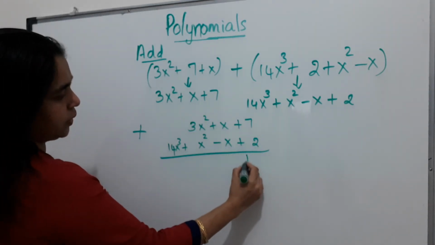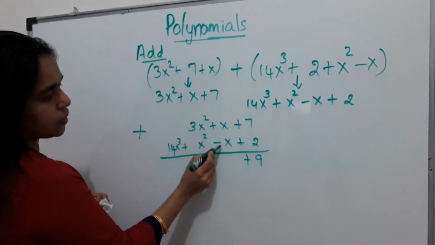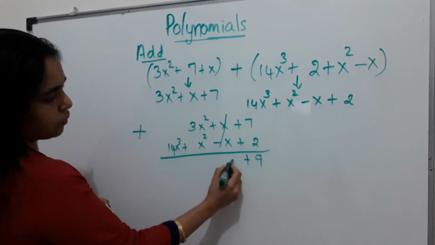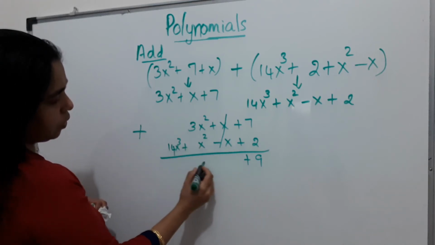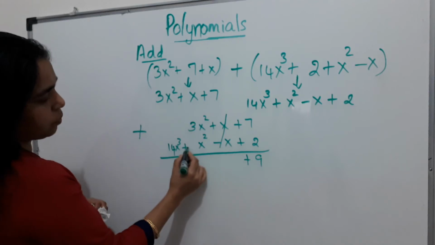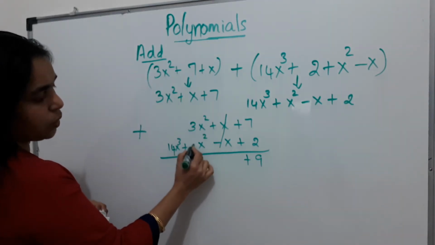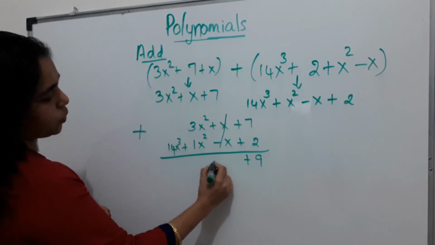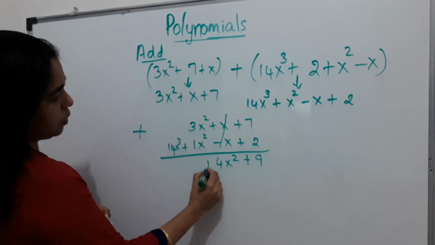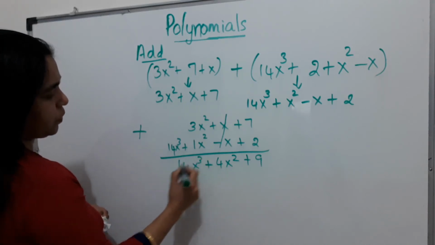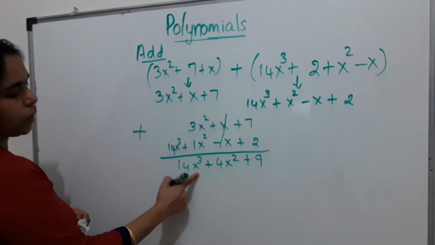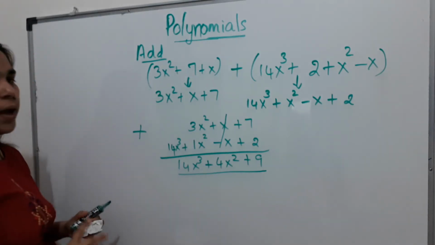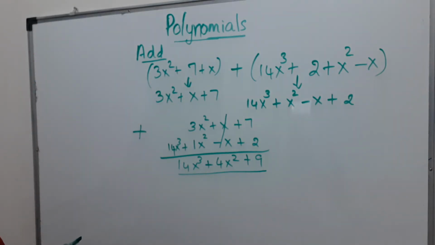So 7 plus 2 is 9, and here you have plus 1x and minus 1x, so this will be cancelled, so there will be no term in here, just ignore it. And here 3x squared plus x squared, well, x squared means 1x squared, so the coefficient is 1, so 3 plus 1 will be 4x squared, and plus 14x cubed. So the answer is 14x cubed plus 4x squared plus 9. This is how you can add two or more polynomials.